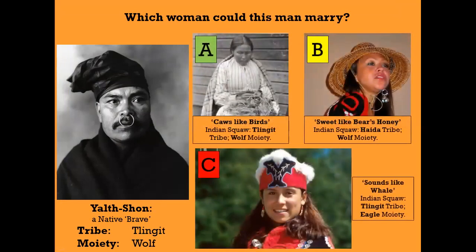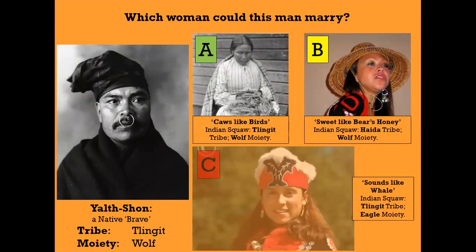Which woman could this man marry? Is it A, caws like birds? Is it B, sweet like bear's honey? Or is it C, sounds like whale? It is, of course, C, sounds like whale.